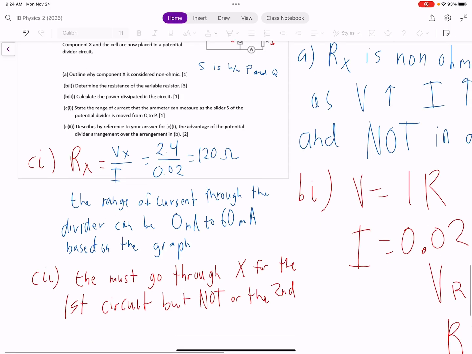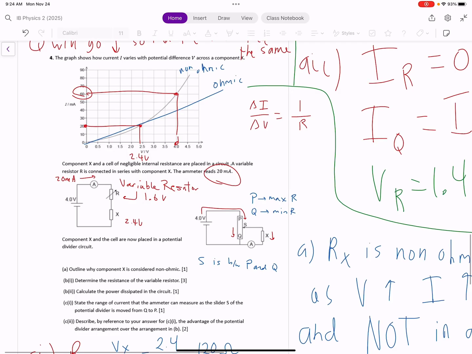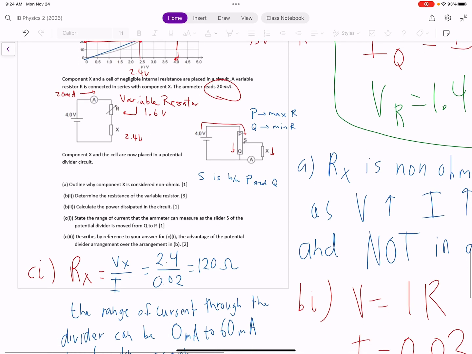So the range of the current through the divider can be 0 to 60 based on the graph. Okay, so we look at the graph.